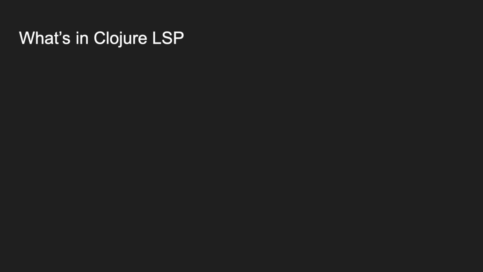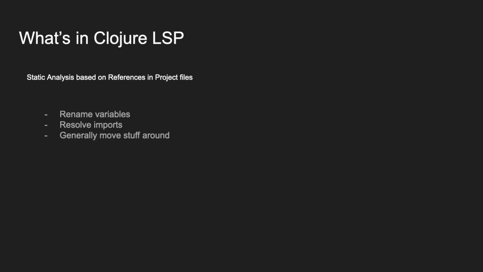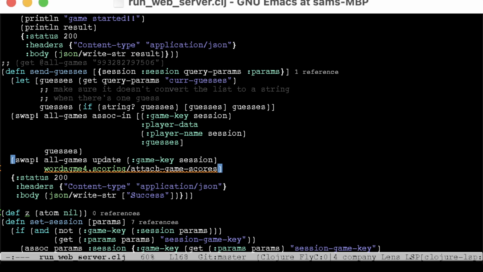Alright, so what's in Clojure LSP? What does it actually let you do? Well, it lets you do the really basic stuff, like click on a function definition and find references. It also lets you rename variables, resolve imports, and generally move stuff around. So when you're trying to change the name of a variable, instead of doing something like a find and replace, you can use reference tracking to track where that variable is actually used and more easily track down the call sites in a whole bunch of different files. And this is really useful because you don't have to think as much about naming conflicts or namespace resolution or all of that jazz. Alright, so now I'm just going to show off some features of LSP mode in Emacs.